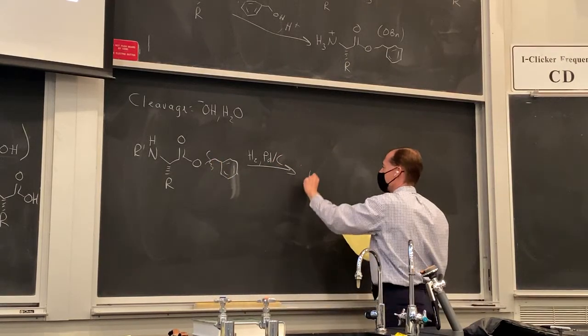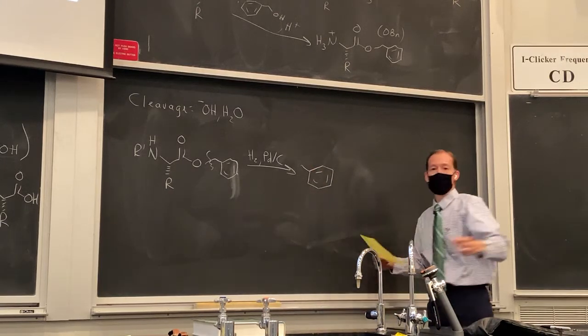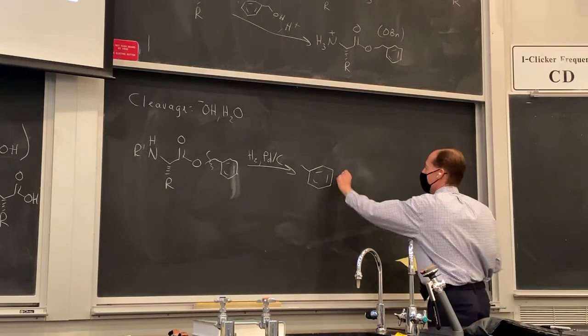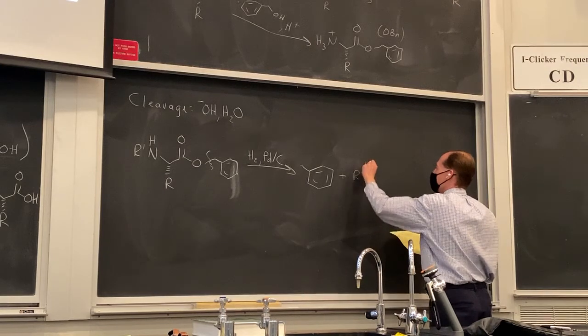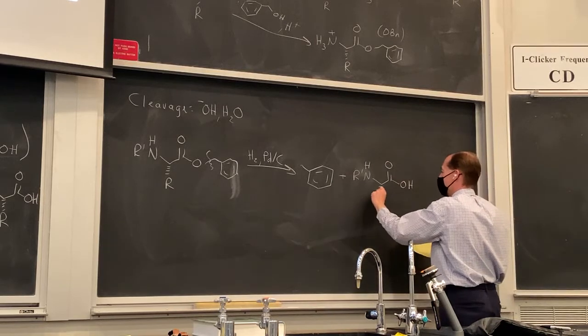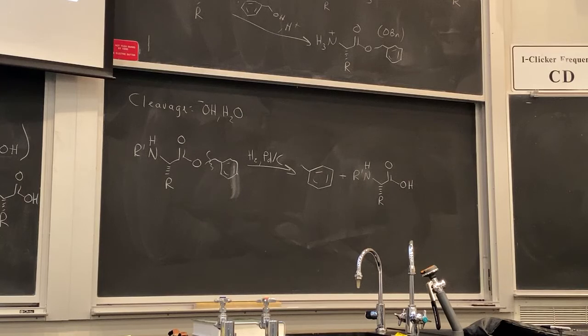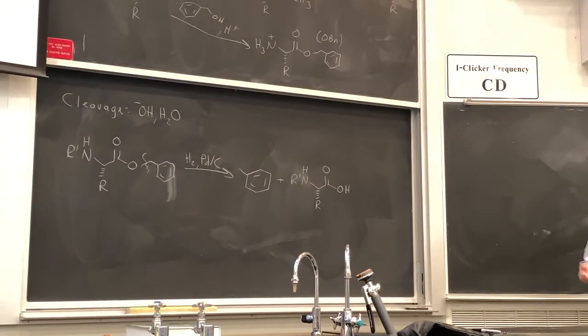Okay, we get our toluene liquid byproduct, very easy to remove. In this case, we don't do a decarboxylation like we did with the carbamate. In this case, we just directly obtain the carboxylic acid product from that hydrogenation reaction. Okay, so two choices with the benzyl ester, and there's actually three choices.